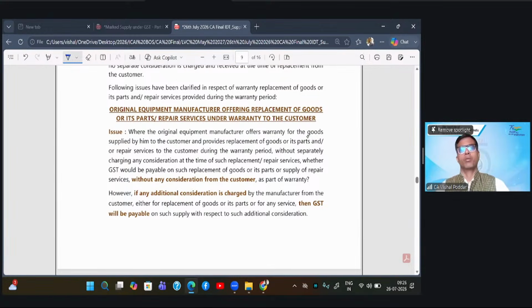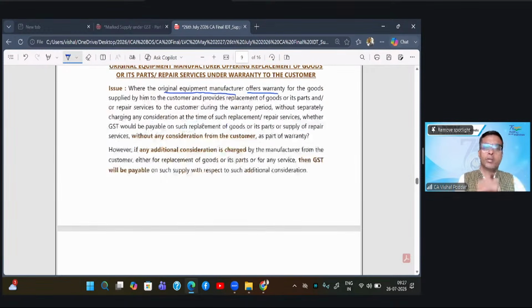Now, in this case, what are the issues? The first issue is where the original equipment manufacturer has offered the warranty for the goods supplied by him to the customer and provides replacement of goods or parts and repair services to the consumer during the warranty period without separately charging any consideration at the time of such replacement. Whether GST would be payable on such replacement of goods or parts or supply of repairs without any consideration. Now, what is this point?